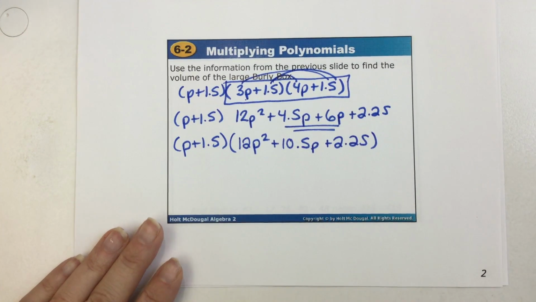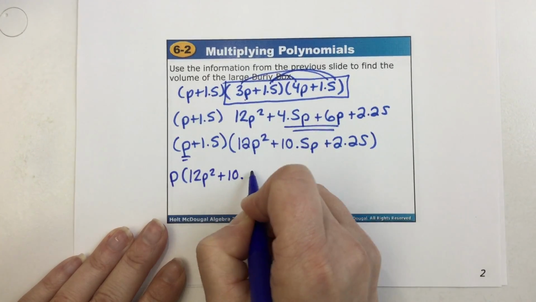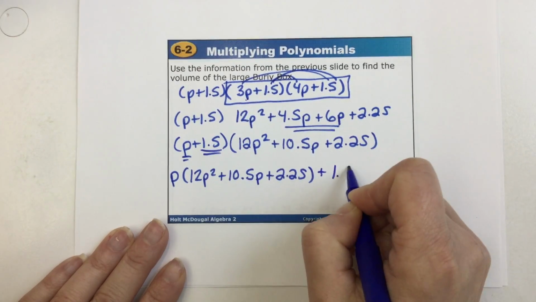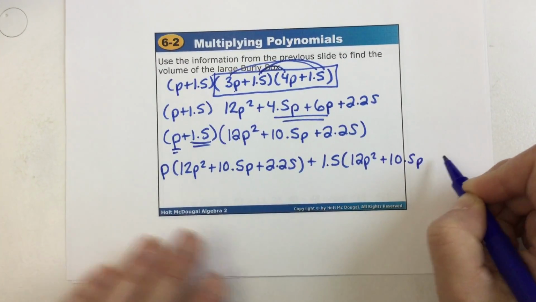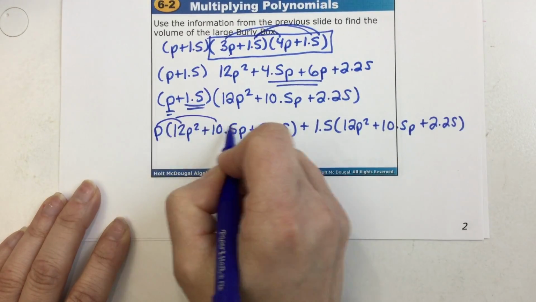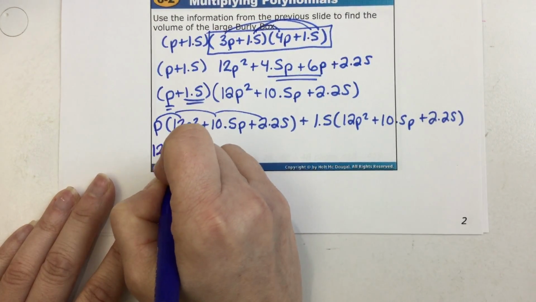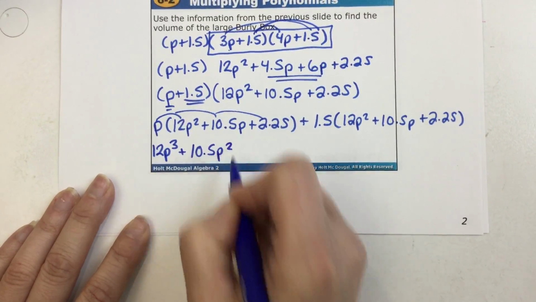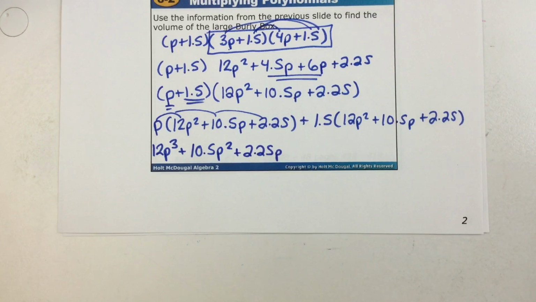Now I need to distribute one term at a time. P needs to go into 12p squared plus 10.5p plus 2.25. Then 1.5 needs to be brought into 12p squared plus 10.5p plus 2.25. When I distribute a p, I'm just giving every term one additional variable. So 12p squared becomes 12p cubed. 10.5p becomes 10.5p squared. 2.25 becomes 2.25p.